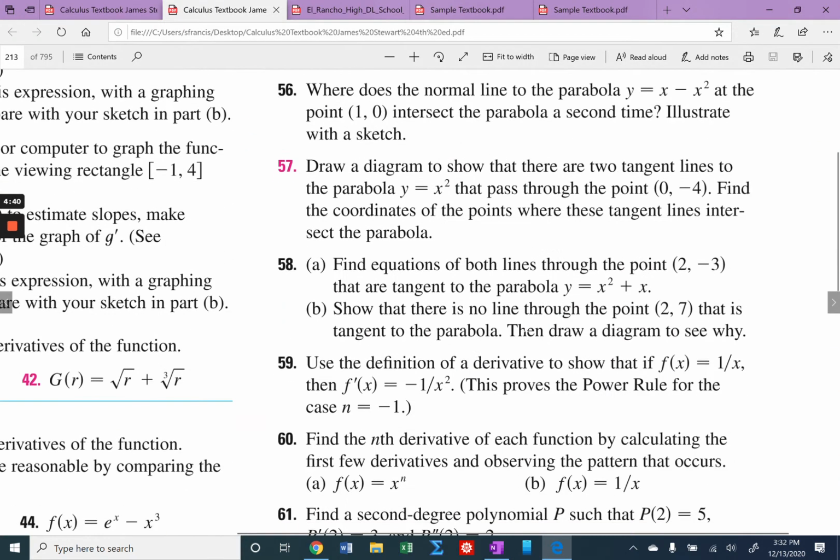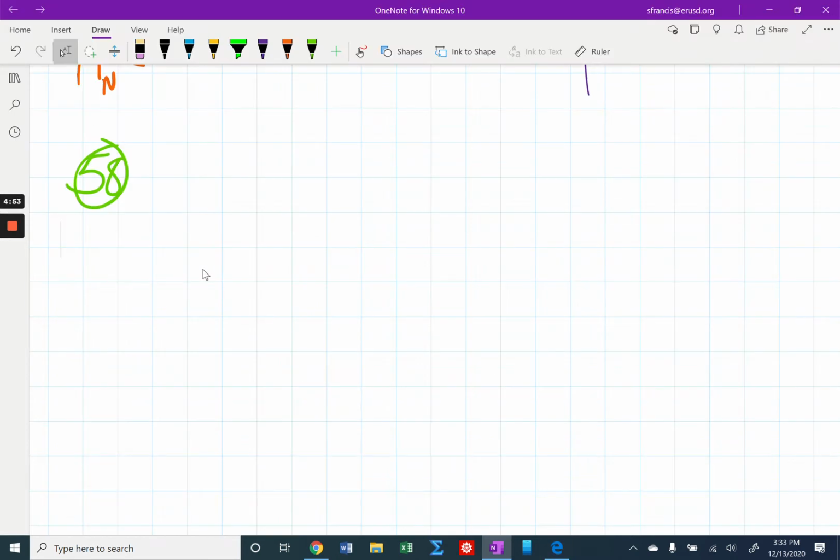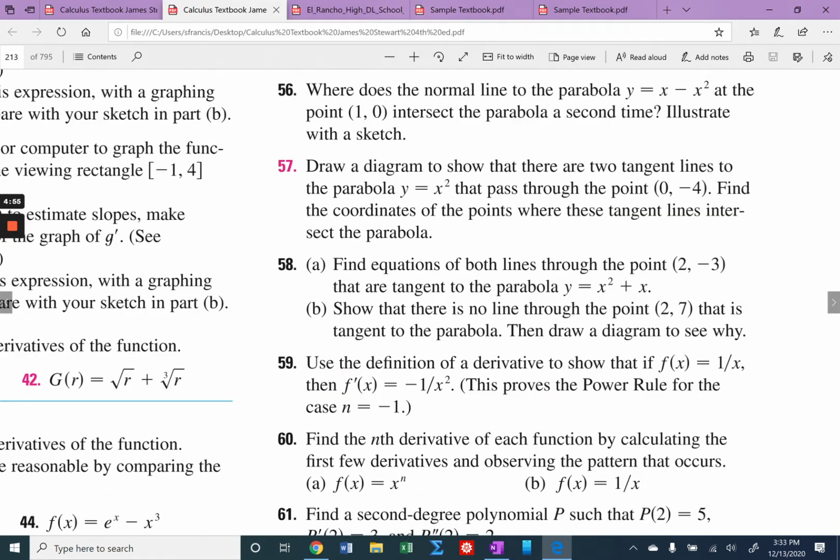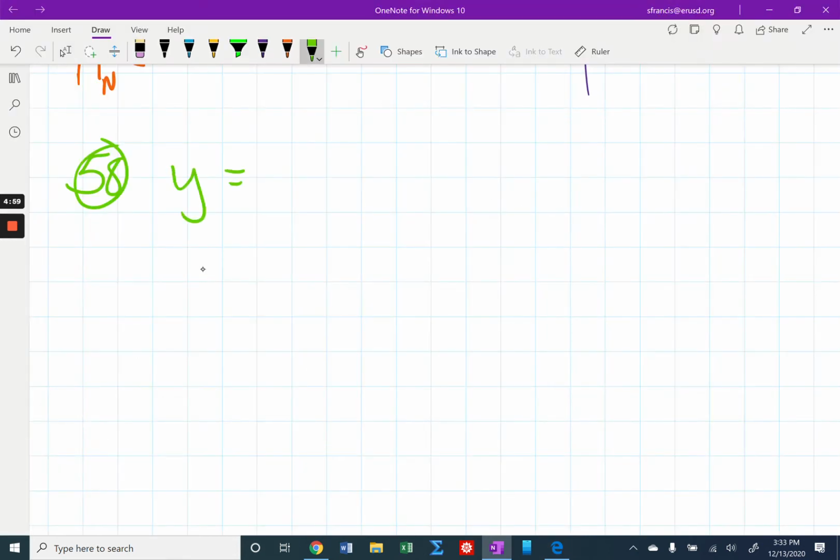It says find equations of both lines through the point (2, -3) that are tangent to the parabola y equals x squared plus x. Show that there is no line through the point (2, 7) that is tangent to the parabola, then draw the diagram to see why. So we did an example like this in our notes. The point it went through was (0, 11), I think. I don't remember the example number.